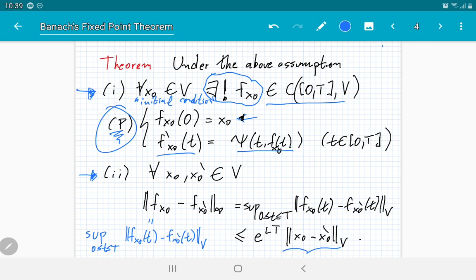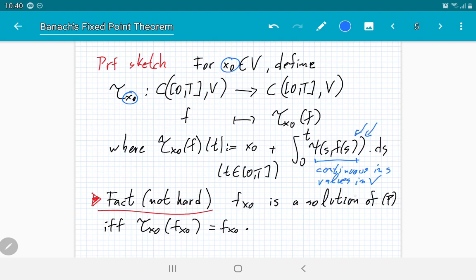But P is the Cauchy problem here. So any function that's a solution to this problem must be continuous. And moreover, it must be a fixed point of this operation. Meaning that if it's a solution, you just write this down, you take the derivative, you see it's a fixed point. On the other hand, if it's a fixed point, then it satisfies your ODE. Well, it's not hard. So I'm not going to prove this, but it's easy.